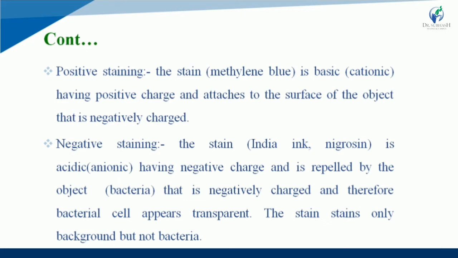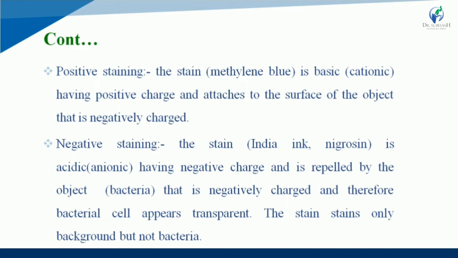The second one is negative staining. In negative staining, examples of negative stain are India ink as well as nigrosin. Both are acidic in nature and anionic, that means negative in charge, so they are repelled by the object. Why? Because the object, meaning any bacterial species, has a negative charge.